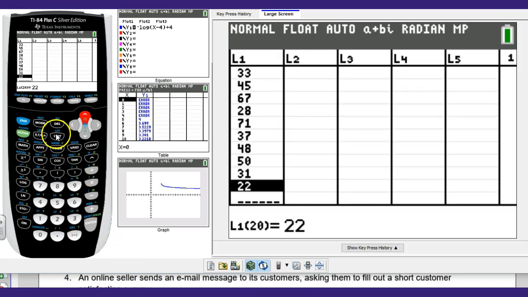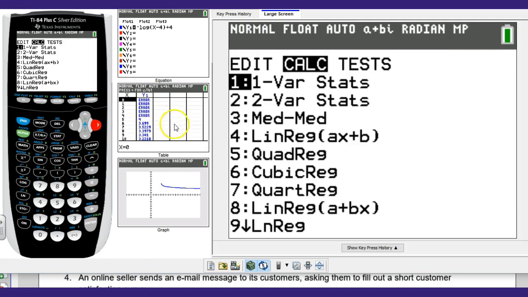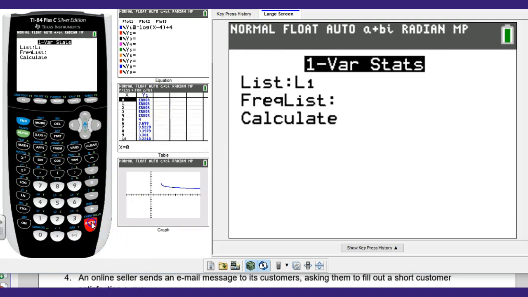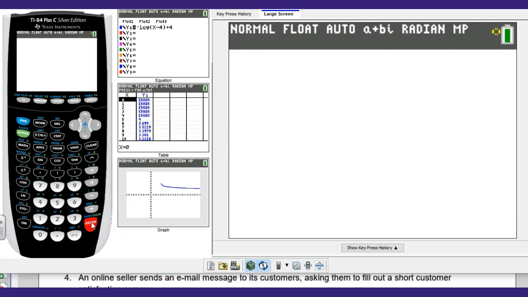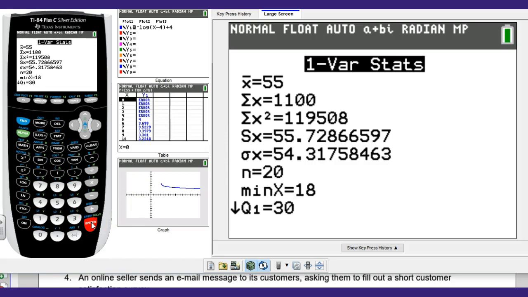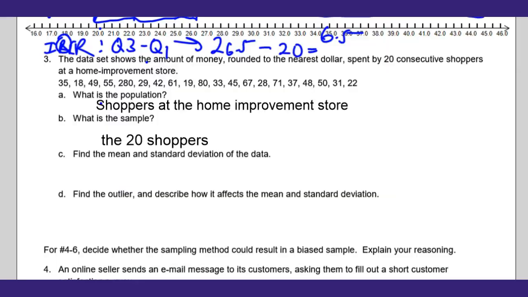Awesome. So now we have stat, edit. I want to calculate this thing again. All right, so the mean is 55, and the standard deviation is 54.31. So let's have a look here. We said that the mean was 55, and the standard deviation is 54.32.